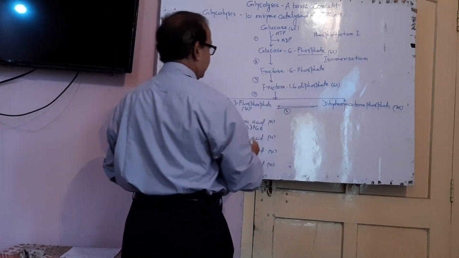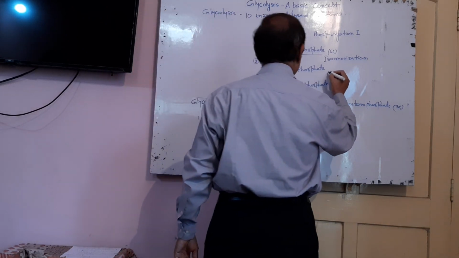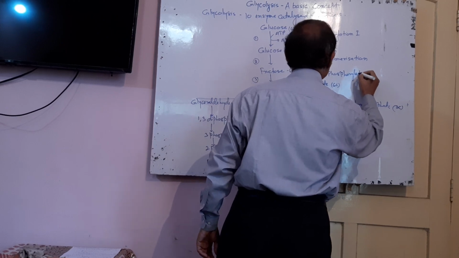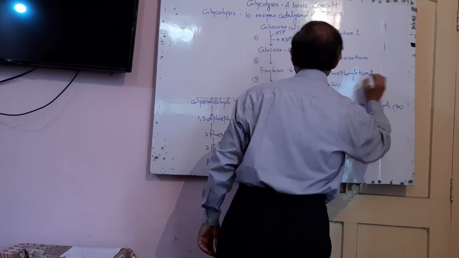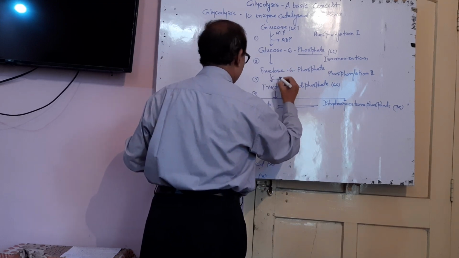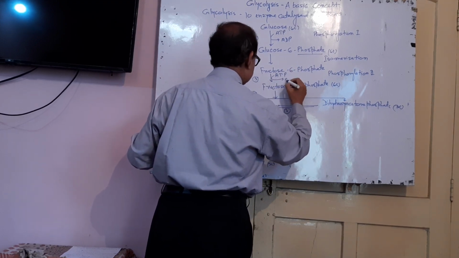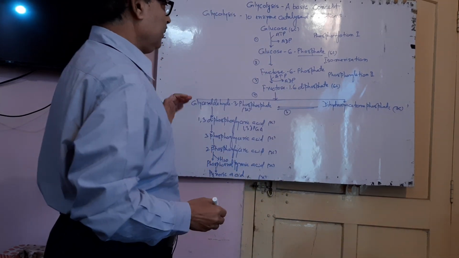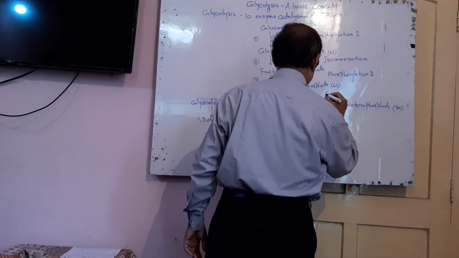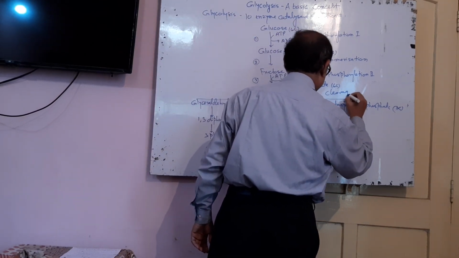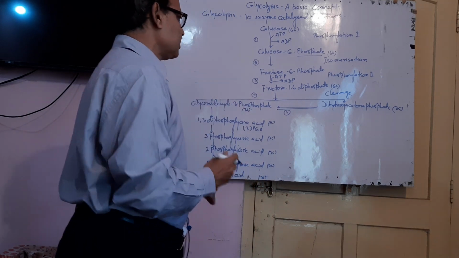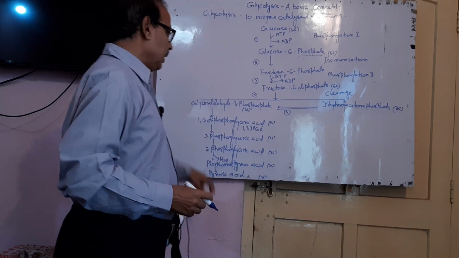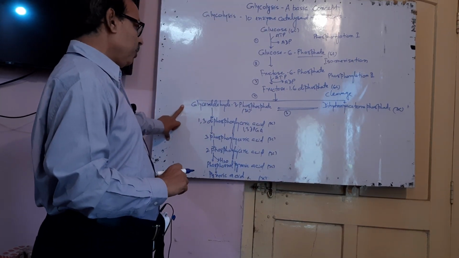And the third process is again phosphorylation, the second one, with the expense of 1 ATP, which changes into 1 ADP. And the fourth process is the cleavage, in which fructose 1,6-diphosphate breaks into dihydroxyacetone phosphate and glyceraldehyde 3-phosphate.